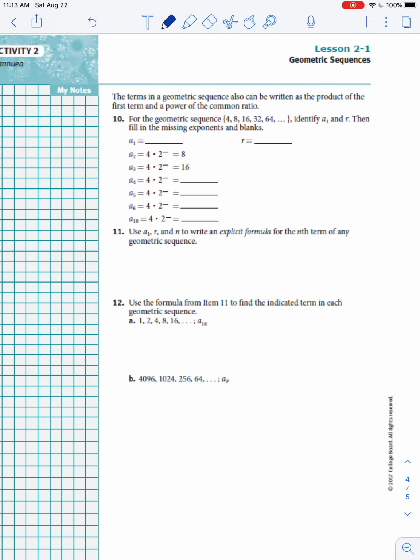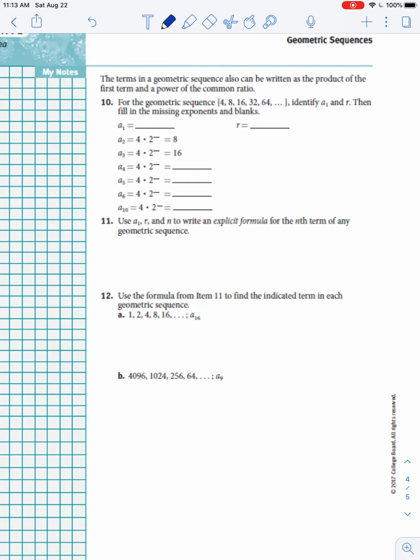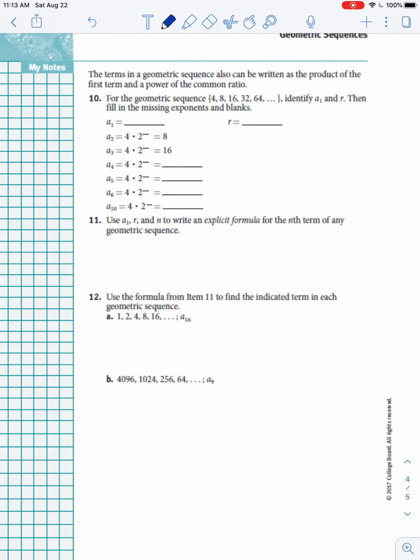This will go a little quicker because we did this once before. We're going to take a geometric sequence that they gave us right here. First we're going to start by identifying some things. It says find a sub 1. So a sub 1, of course, is the first term, 4. And the r term would be the common ratio, which of course we get by dividing. So if I take 8 divided by 4, I get 2.